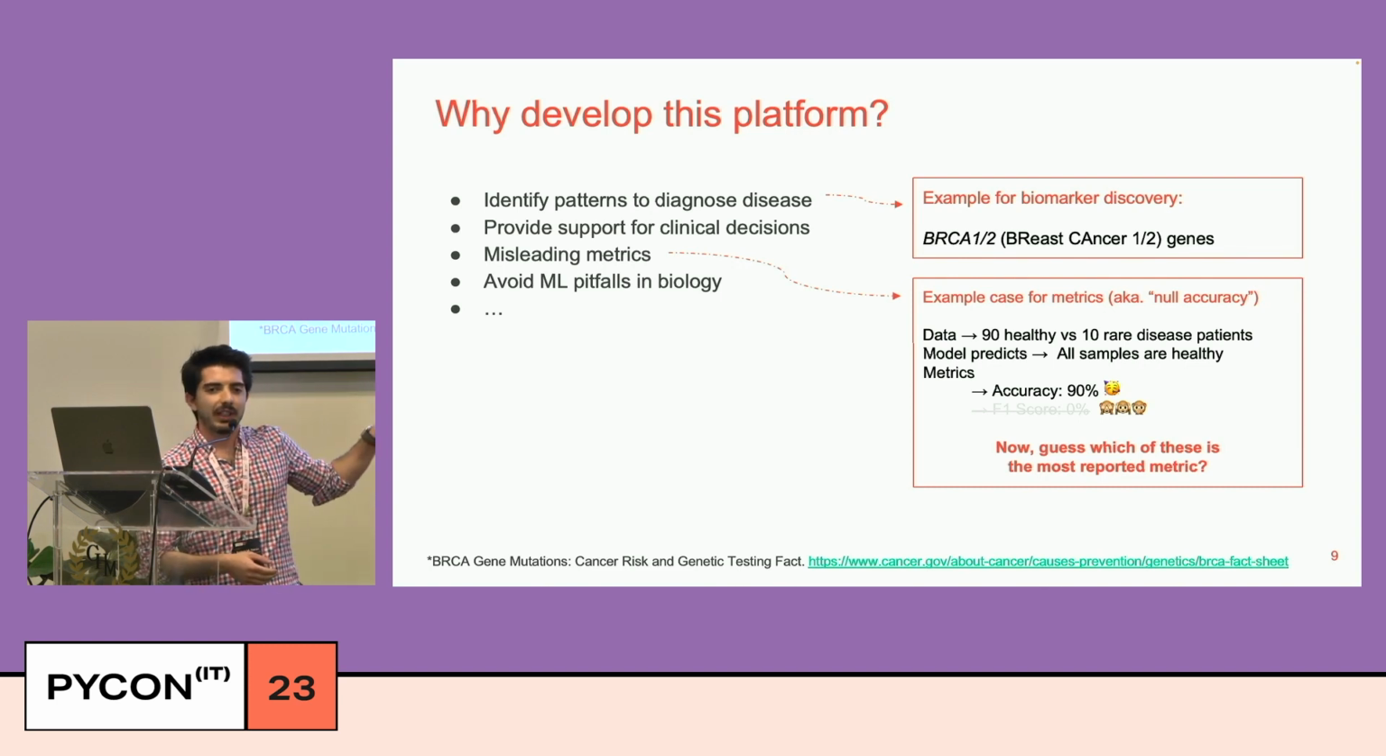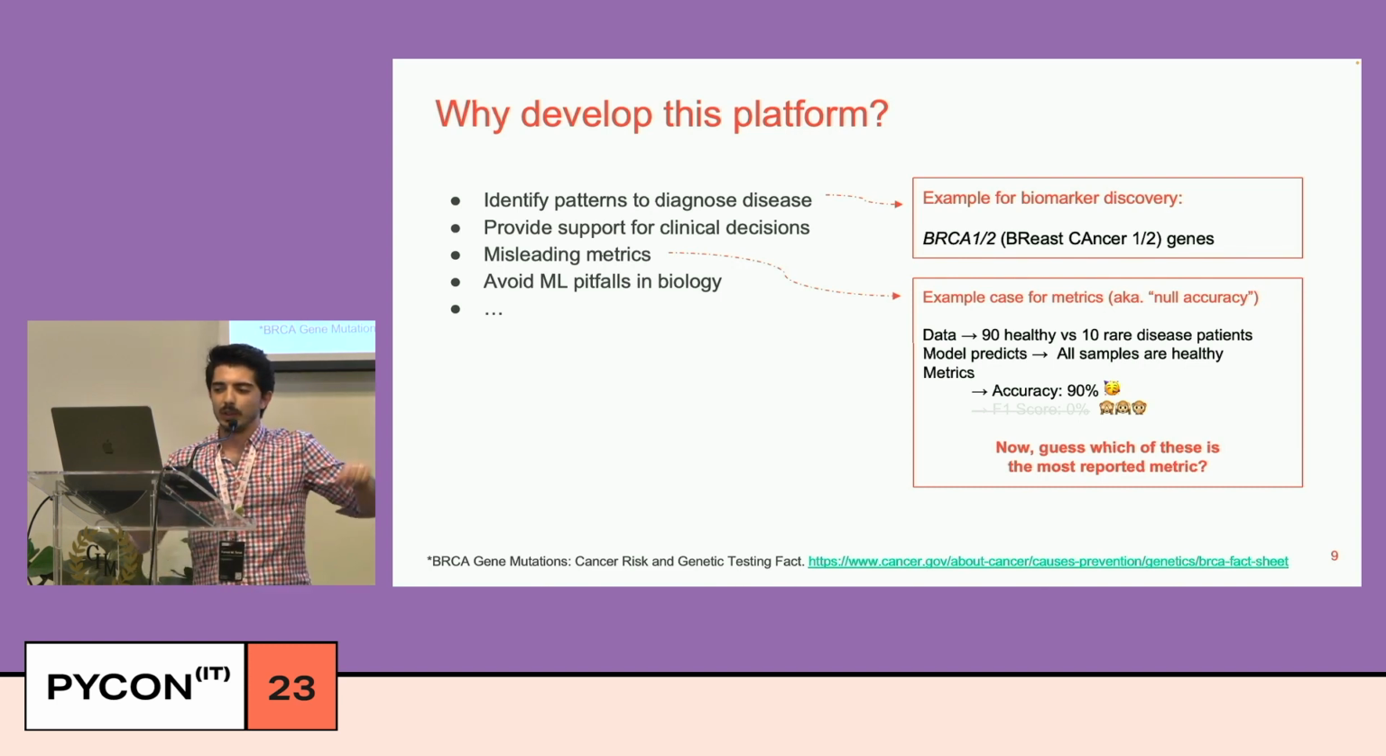If you have such a data set, with 90 healthy and 10 patients, and the model gives a 90% accuracy, the F1 score could be 0. But guess which metric is most reported in scientific papers?